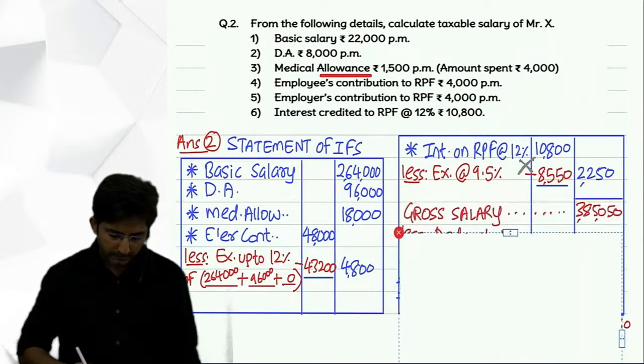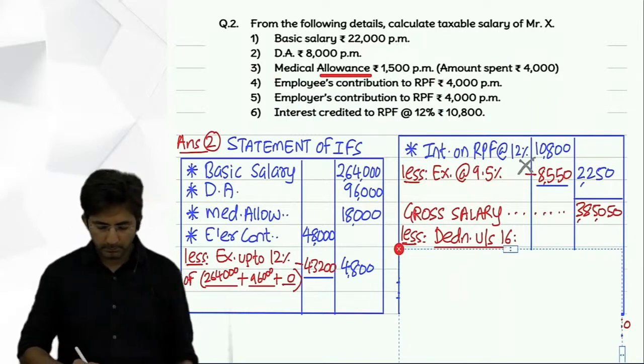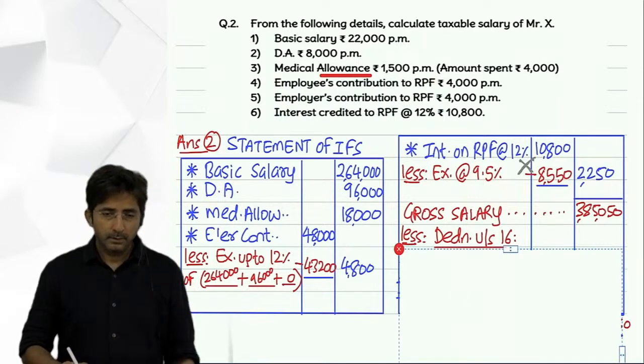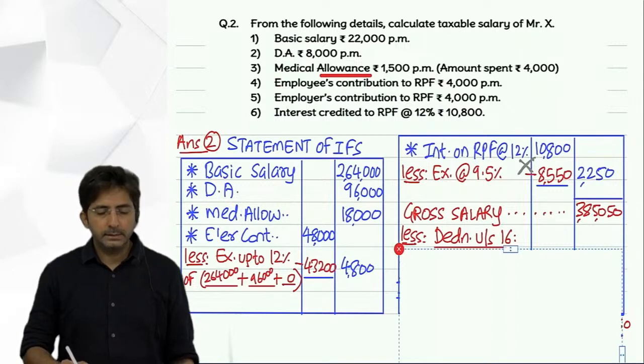Gross salary, 385,050. And after this, you have to always write fixed three items: standard deduction, entertainment allowance, profession tax. Whether it is there or not, you have to write it as a format.